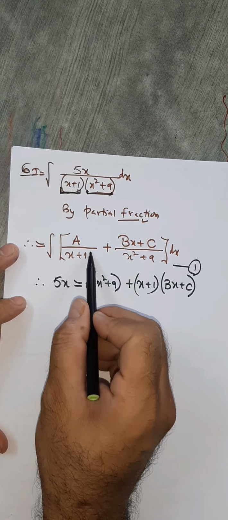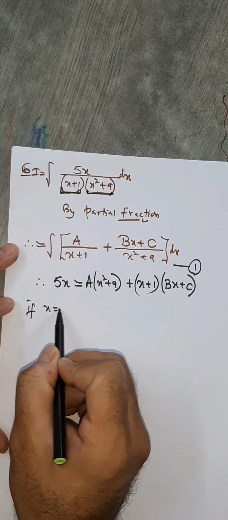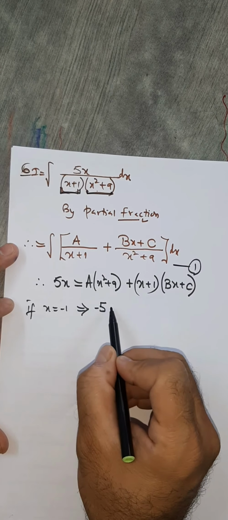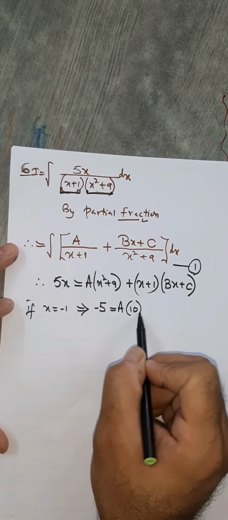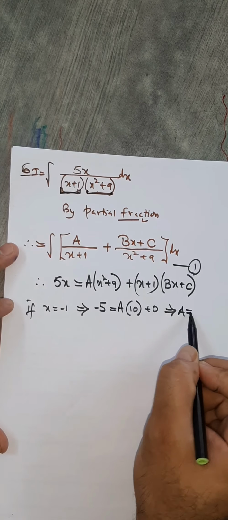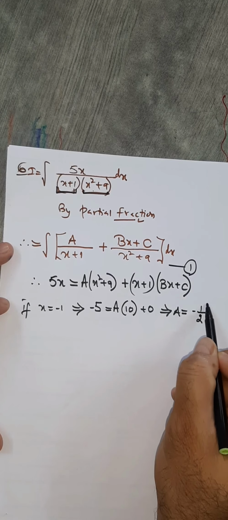You choose the value of x for which this is 0 first. So x equals to minus 1. I'll place there. So this is minus 5. Here a into minus 1 whole square, that is 10. This is 0. So we'll get the value of a. What's the value of a from this? 10 will go down, so minus 1 by 2.